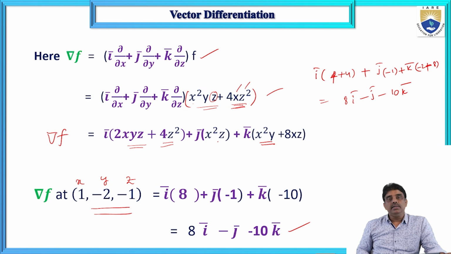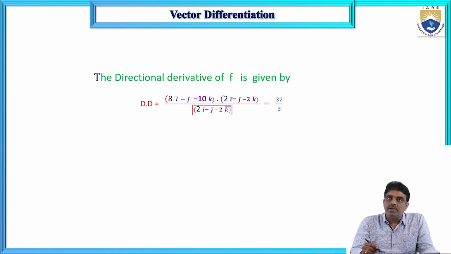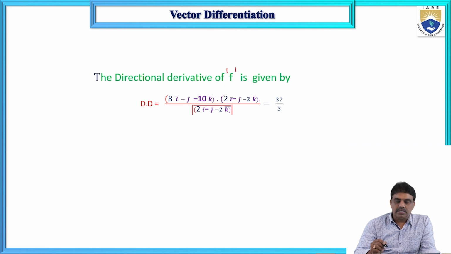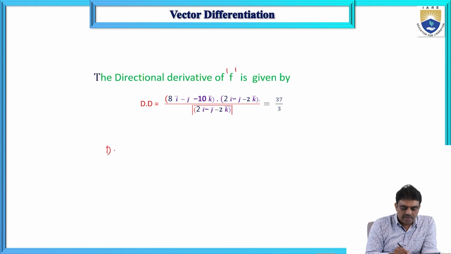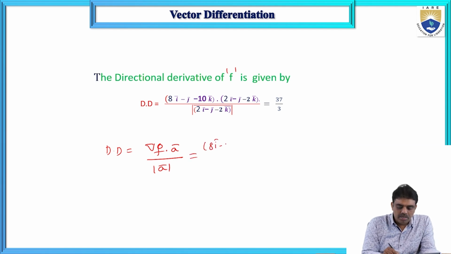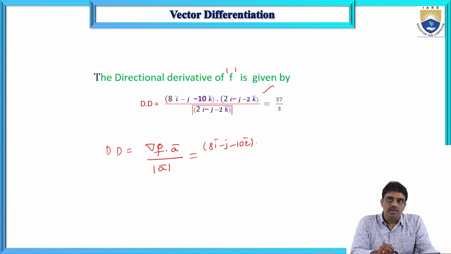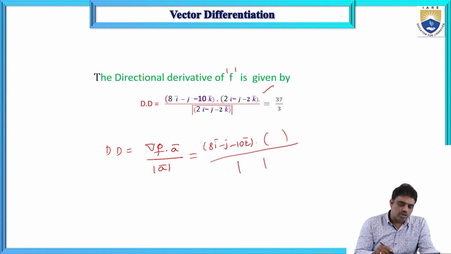Now our aim is to find the directional derivative. So we have the vector. Now therefore go to the next slide. The directional derivative of f is given by, what is directional derivative? Grad f, so I will write the formula here: grad f dot a bar by magnitude of a bar. So grad f already we have calculated: 8 i bar minus j bar minus 10 k bar. Given vector a bar is given in the data: 2 i bar minus j bar minus 2 k bar. So that you write here, by magnitude of a bar, that is in the denominator.